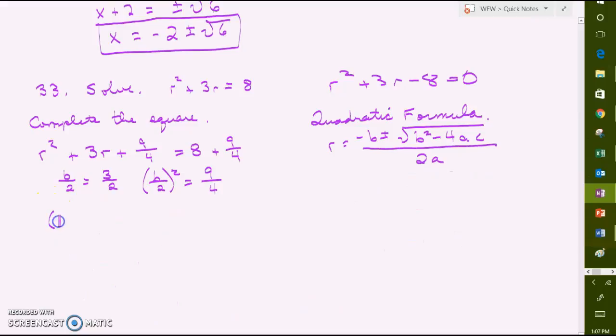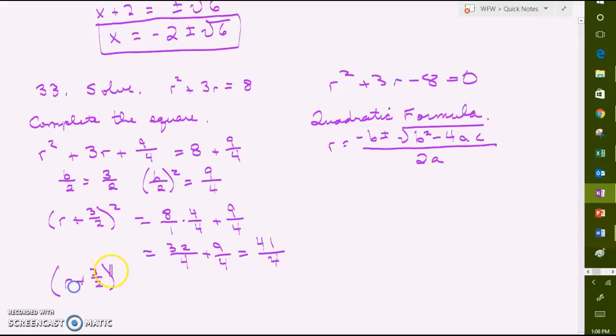so on the left you get r plus 3 halves squared, because you just use that formula for a perfect square trinomial, equals 8, which, since we're going to add it to a fraction, we're going to put it as a fraction, 8 over 1, and multiply it by 4 over 4 to get the same denominator as this 9 fourths. So it's going to be 32 over 4 plus 9 fourths equals 41 over 4. So now we have r plus 3 halves, all of that squared equals 41 over 4.